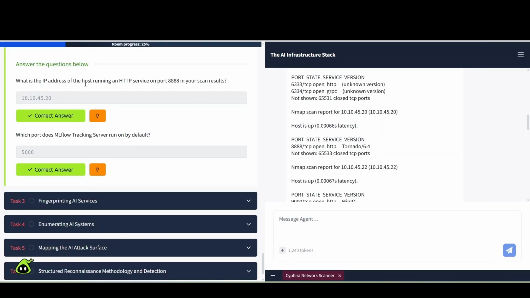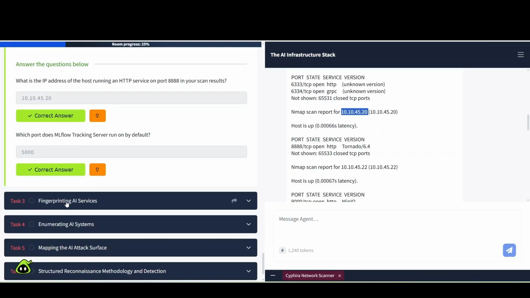What is the IP address of the host running an HTTP service on port 8888 in your scan results? Basically just go and review the results and find that here, and you can see that the one in question is going to be this .20 IP address right here. Next one, which port does the MLflow tracking server run on by default? That's going to reference the table we saw above. It's going to be 5000.